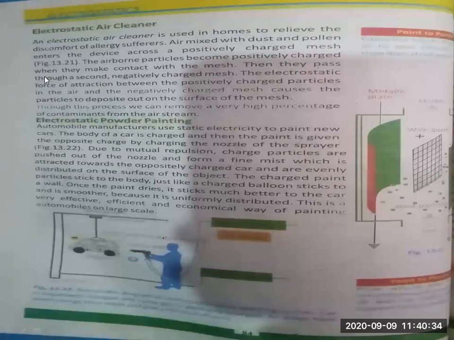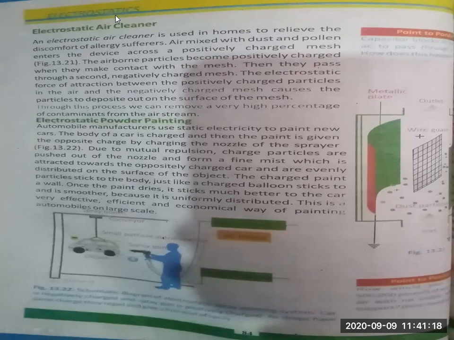The electrostatic force of attraction between the positively charged particles in the air and the negatively charged mesh causes the particles to deposit on the surface of the mesh. Through this process, we can remove a very high percentage of contaminants from the air stream. So this is the application. The electrostatic air cleaner is based on the principle of electrostatics. Our positive charge and negative charge, which are static charges, attract each other, so we can remove a high percentage of contaminants from the air stream with the application of electrostatics.